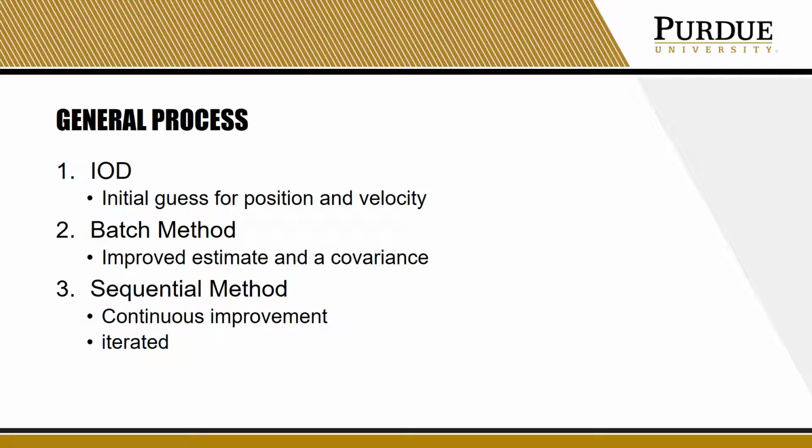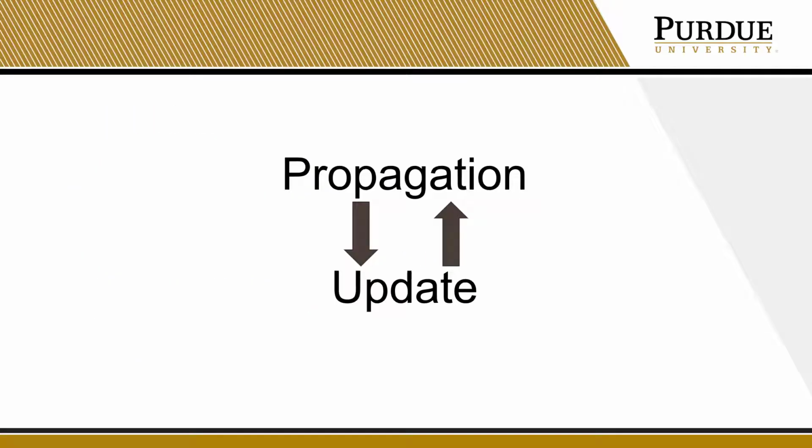So, in general, this process will go in this order. We'll do an IOD with our first 3 observations to get an initial guess for our position and velocity. Then we will use a batch method for the next set of observations to improve our estimate and to get a covariance. And then using this, we can use a sequential method to continuously improve our orbit using an iterative process. In this process, we're going to propagate from our previous measurement until the time of a measurement, in which case we will update our information and then use that information to propagate and continue cycling back and forth iteratively.